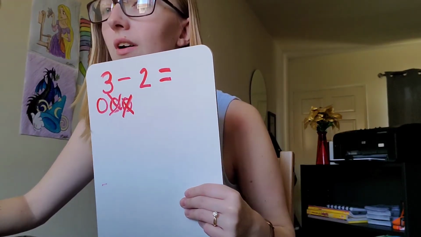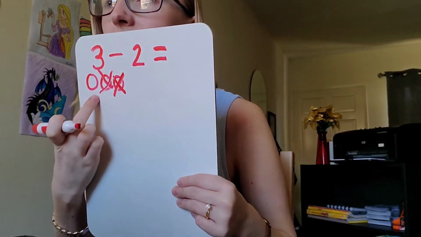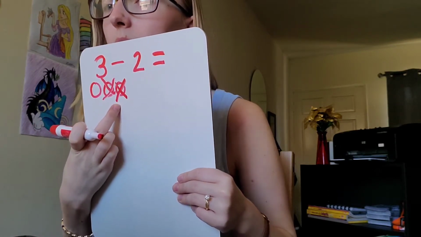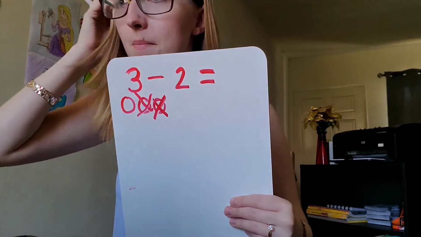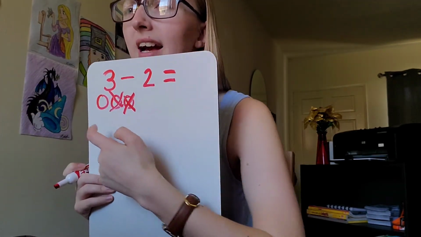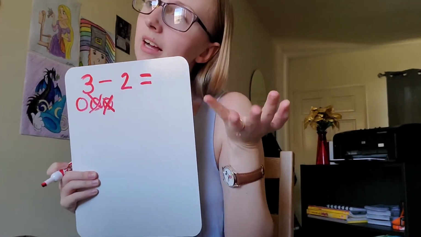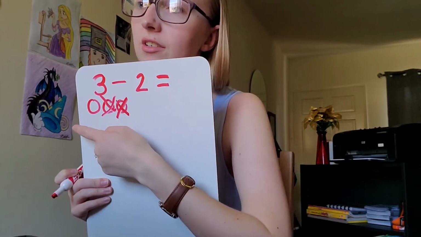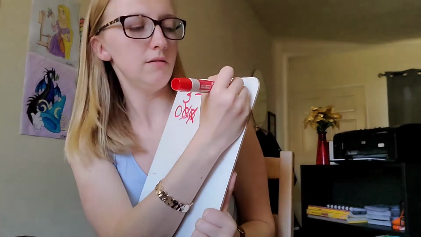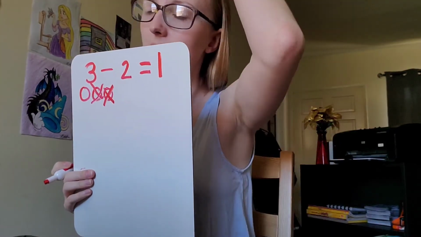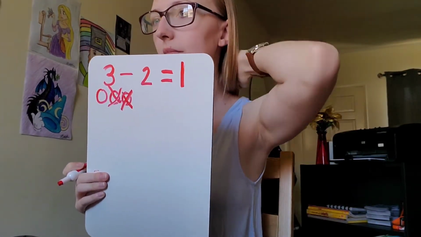So I cross out, look, 2. Take away 2 of them. So I'm taking those 2 away. Taking them away. Subtracting them. How many are left? Just 1. Okay.